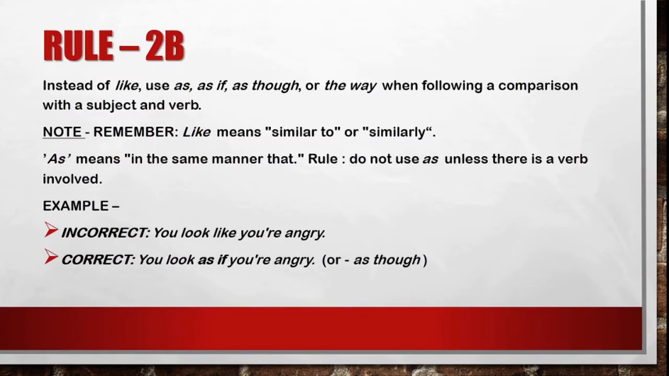So the second rule for like is, instead of like, use as if, as though, or the way when following a comparison with a subject and verb. For example, you need to remember, like means similar to or similarly, whereas as means in the same manner that.